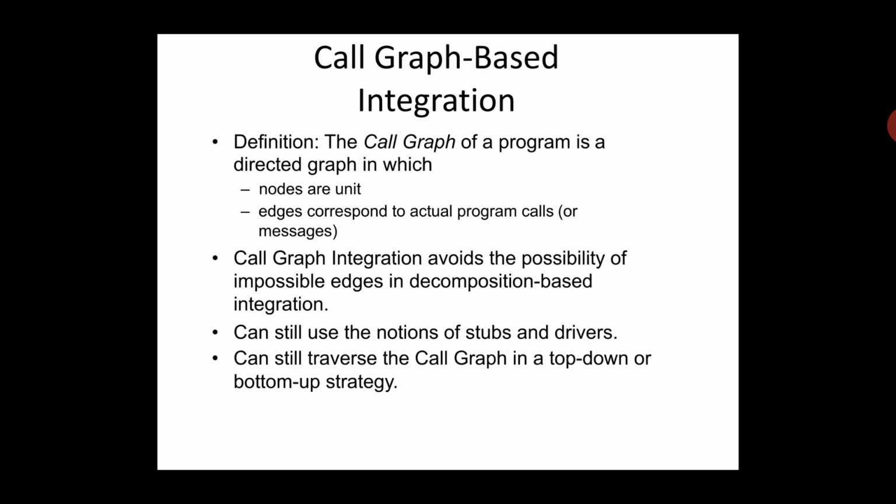For example, if A and B are modules, and A calls the module B, then there is a directed edge between A and B. In this way we should understand. This is a simple definition. Call graph is nothing but a program graph. Call is nothing but the interaction between two units by calling each other. If A needs a function of B, it will actually call the function B. That's why we have an edge between A and B.